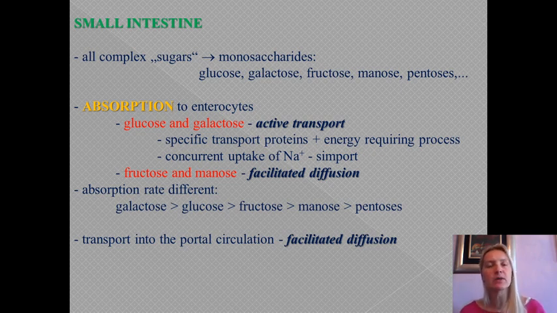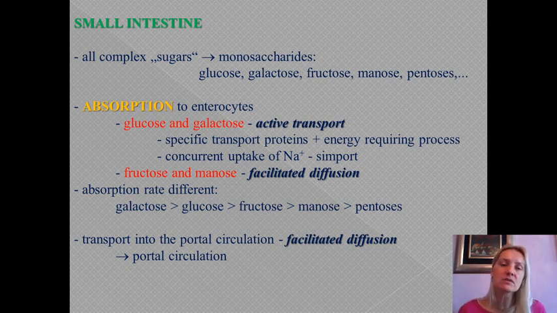So please, at this point, I'm emphasizing the fact to be careful when reading the test question or listening to what your professor is asking you. You have to focus on whether you're asked about the absorption to enterocytes or the exit from enterocytes to portal circulation. By portal circulation, our monosaccharide units are brought to the liver, and you know that the liver is some kind of general distributive center of the whole body. So the liver is going to decide what is going to happen with those sugars.